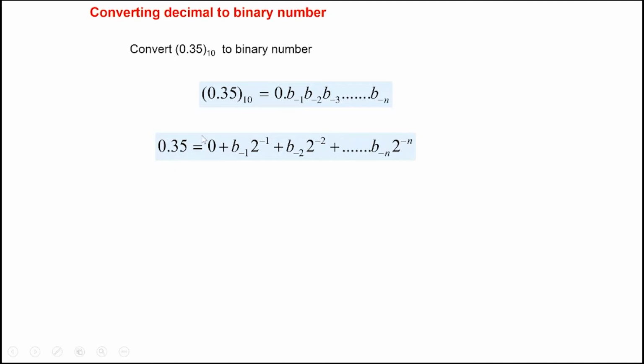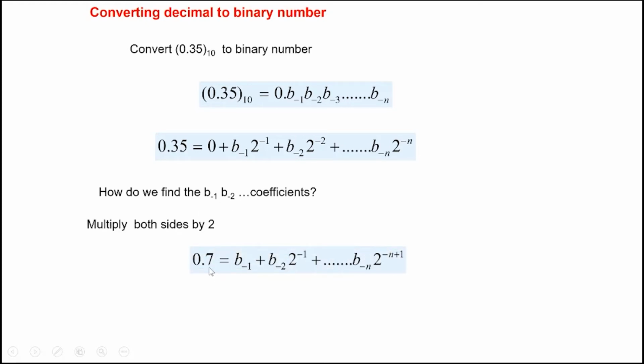0.35 is equal to 0 plus b minus 1 times 2 to the power minus 1, plus b minus 2 times 2 to the power minus 2, and so on and so forth. So let's multiply by 2. Multiply both sides by 2 here, so we get 0.7, and so 0 is out. So we get b minus 1 plus the rest, and so on and so forth. Note that there's nothing before the decimal point. This is 0 here, so b minus 1 has to be 0 if you match the left and the right hand side. So 0.7 must be equal to the rest of the number here.